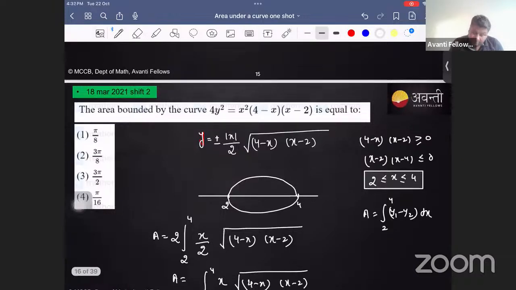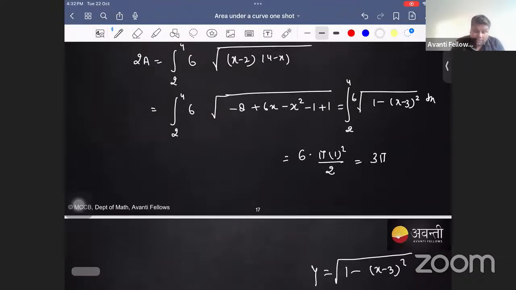Now, fortunately, 3 pi is not an answer, because most of the kids must have marked it. Now you got 2A as 3 pi. So A is 3 pi upon 2.